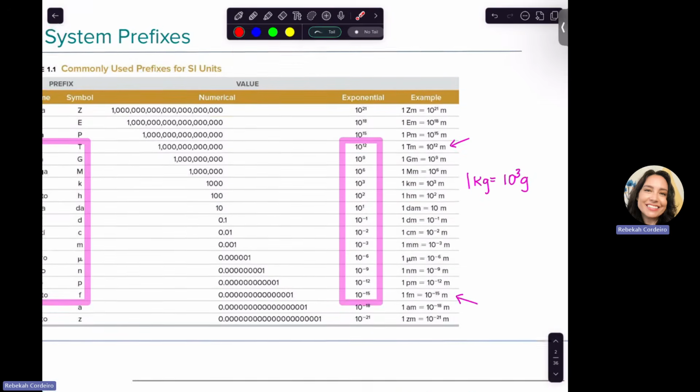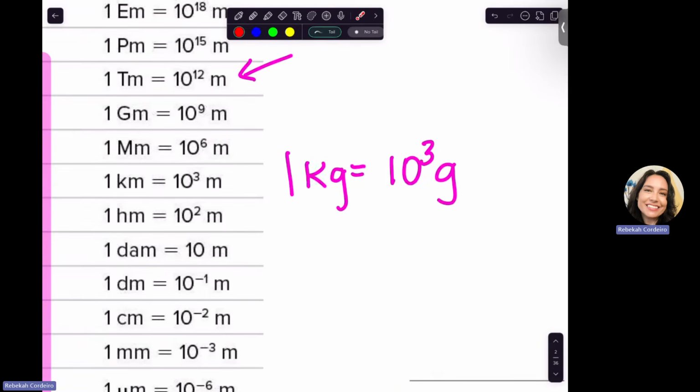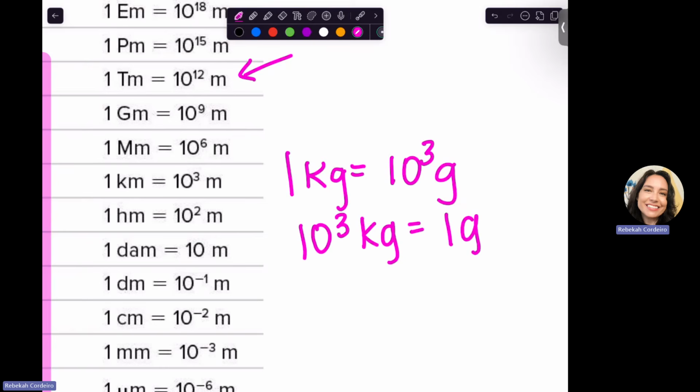So here we're saying a lot of a base unit equals 1 of a bigger unit. And that makes sense. If I tried to say 10 to the 3 kilograms equals a gram, that would not be true because I'm saying a lot of big things make something smaller. And that doesn't make sense.